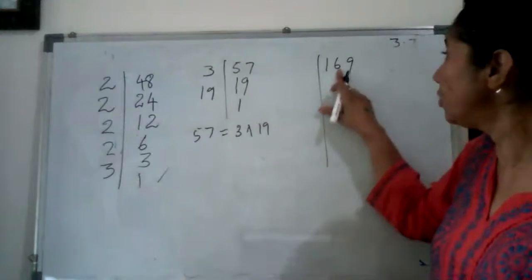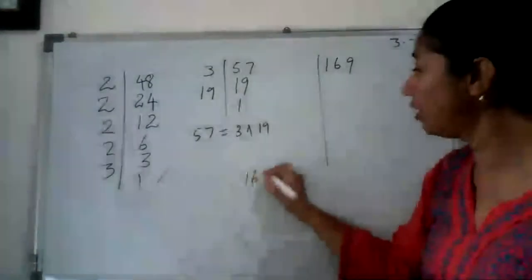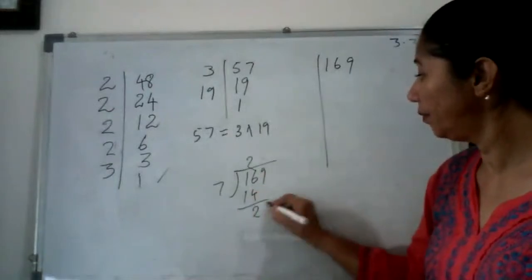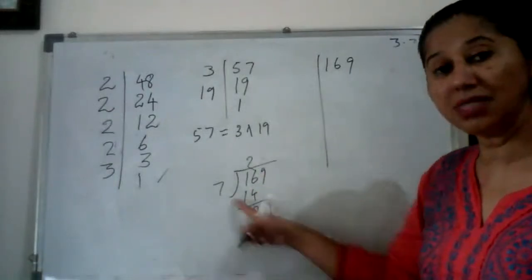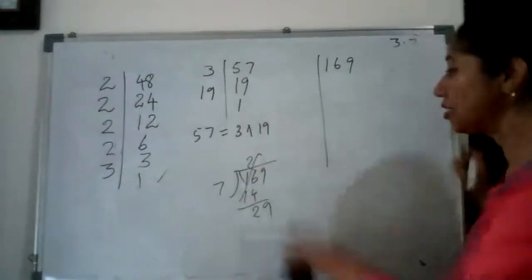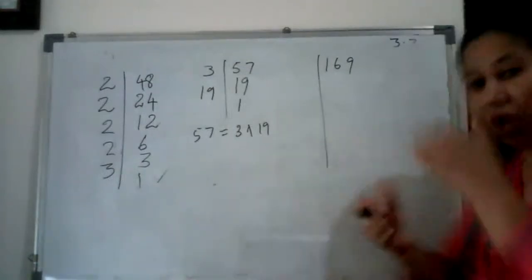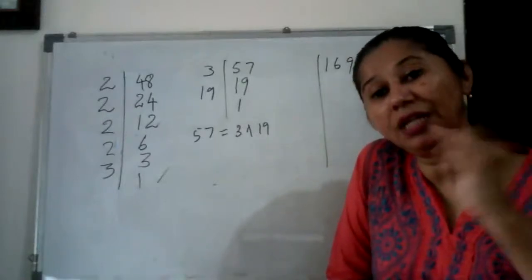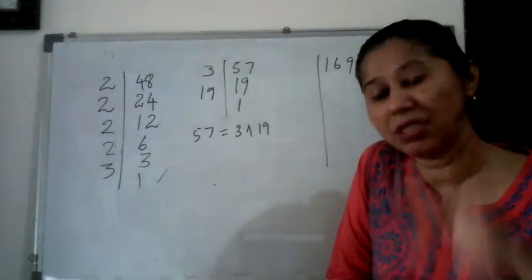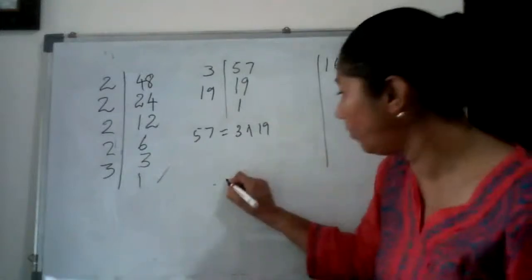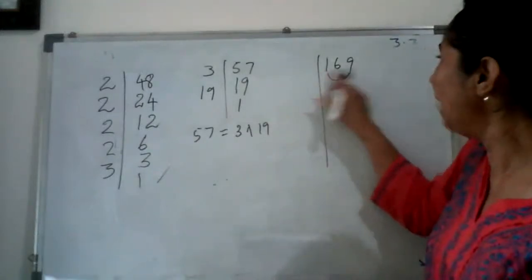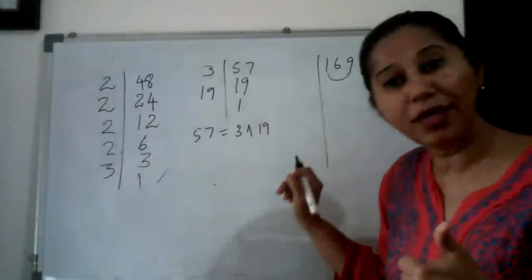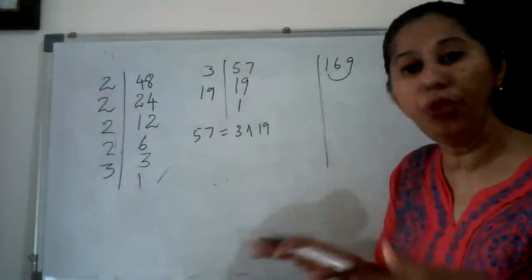So 7 2s are 14. Let's do the division and check it. 7 2s are 14, and we get 29. Does 29 come in 7's table? No, so this number is also not divisible by 7. Then after 7, what? After 7, directly, skipping 8, 9, 10, we go for 11. Let's check it for 11. You remember the test? 9 plus 1 is 10, 10 minus 6 is 4. Does 4 come in 11's table? No.